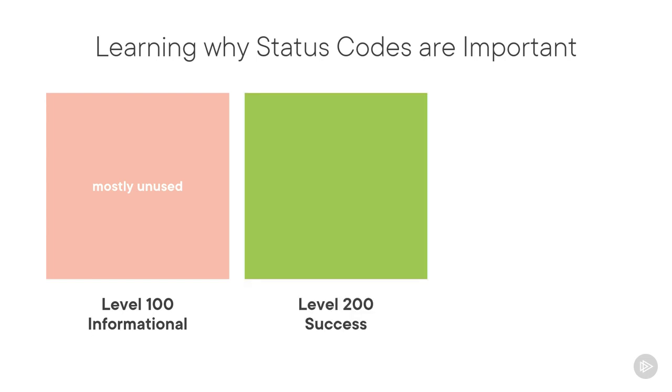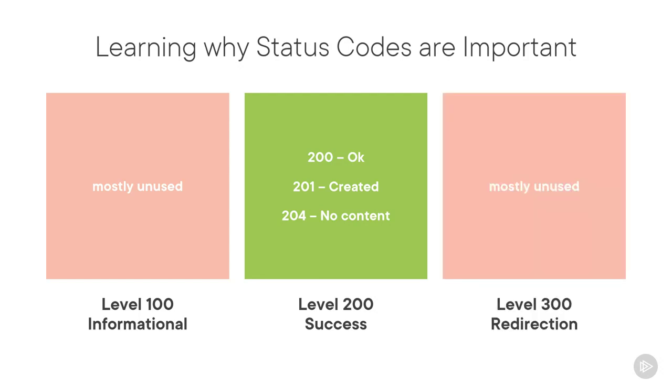Level 200 status codes mean the request went well. The most common ones are a 200 OK for the successful GET request, a 201 created for the successful request that resulted in the creation of a new resource, and a 204 no content for a successful request that didn't return anything, like a successful delete request. Level 300 status codes are used for redirection. For example, to tell a search engine a page has permanently moved. Most APIs don't have a need for these either.